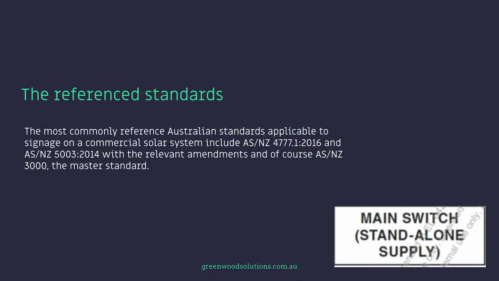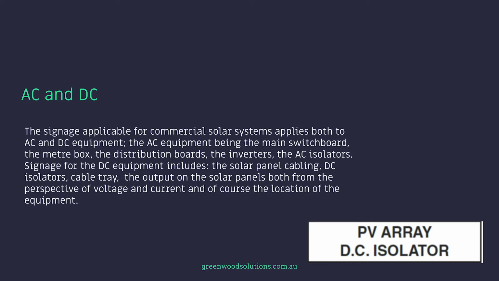The most commonly referenced Australian standards applicable to signage on a commercial solar system include 4777.1, 5033, and of course, AS3000, the master standard. The signage applies to both AC and DC equipment. The AC equipment is the main switchboard, the meter box, the distribution boards, the inverters, and the AC isolators. Signage for the DC equipment includes the solar panel cabling, DC isolators, cable tray, and the output of the solar panels, both from the perspective of voltage and current, and of course the location of the equipment.